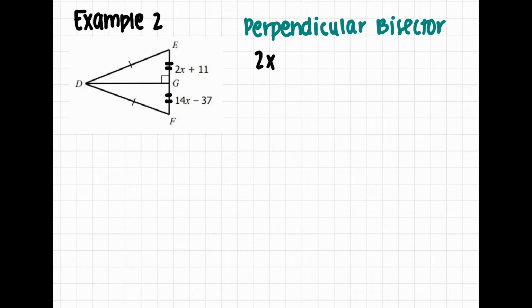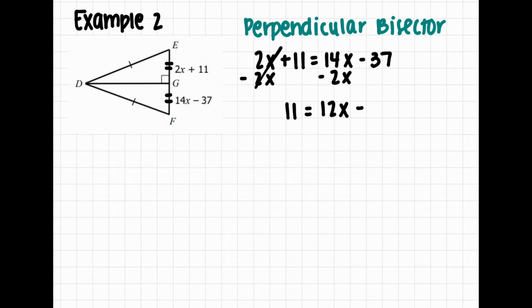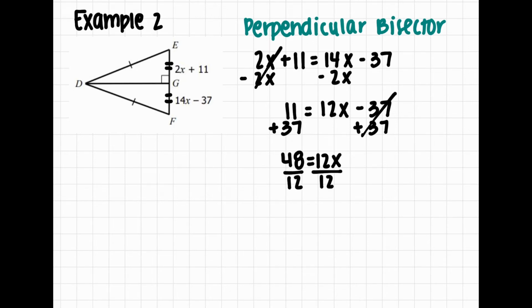So I have 2x plus 11 is equal to 14x minus 37. My first step to solve, I always move the smaller x, so I'm going to subtract 2x from both sides. It cancels out on the left, and I'm only left with 11 is equal to 14x minus 2x gives me 12x minus 37. I need to get that 12x by itself, so I'm going to add 37 to both sides. When I do that, it cancels out on the right. 11 plus 37 leaves me with 48, and it's equal to 12x. My last step here to solve for x is to divide both sides by 12, and I'm left with x equals 4.